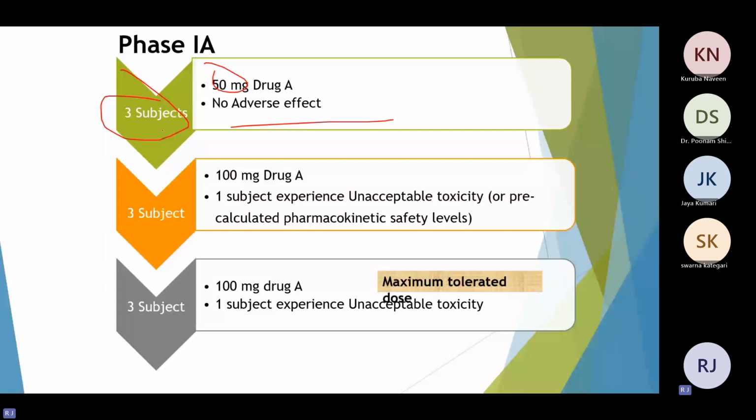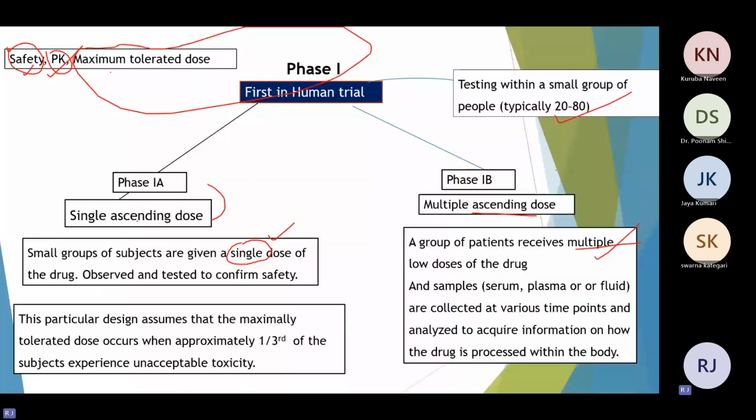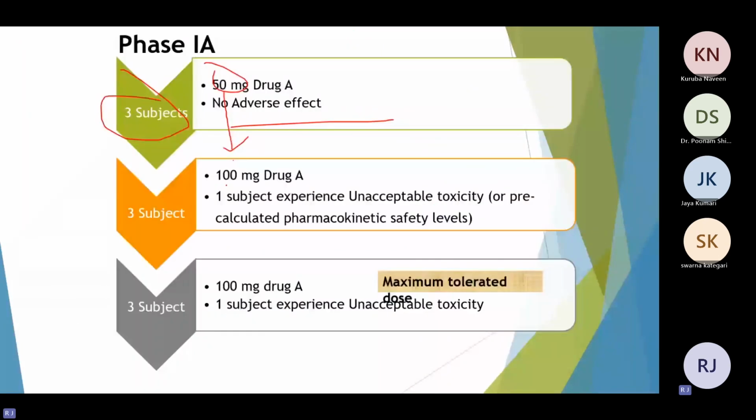Okay, again three more subjects are recruited, and we have increased the drug. That's why it is ascending. You see, the word ascending is coming, right? We are increasing the drug here. Now we have seen that one subject is having unacceptable toxicity. So one out of three, it means one third, right? Now it is one third.